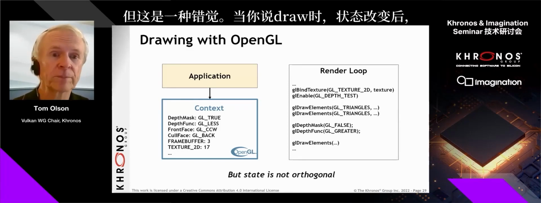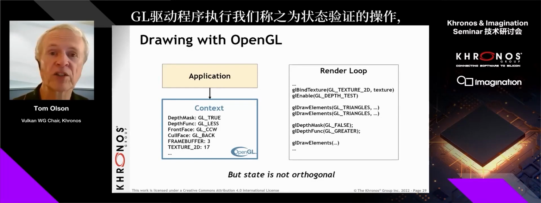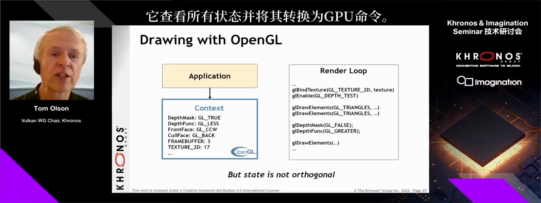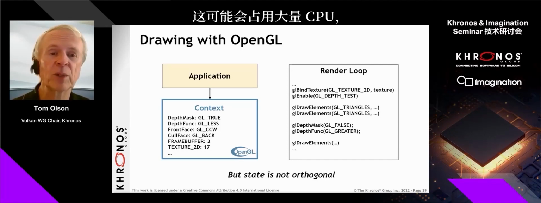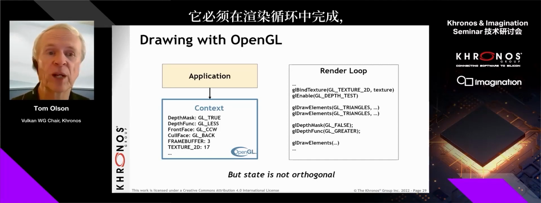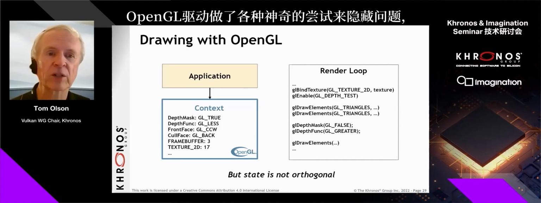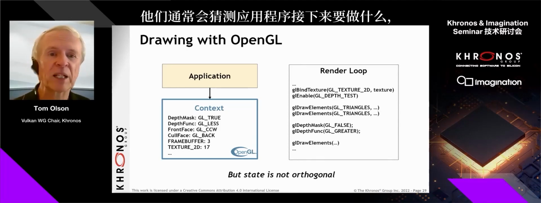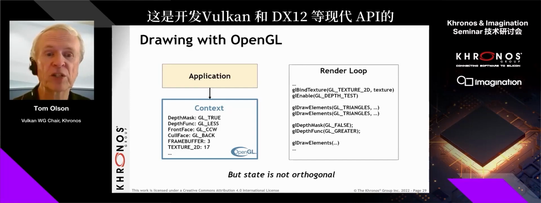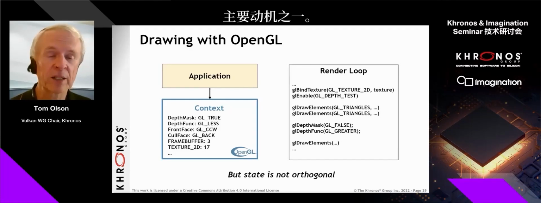But this is an illusion. After a state change, when you say draw, the GL driver does what we call state validation, where it looks at all the state and translates it into GPU commands. That can be very CPU intensive, and it has to be done in the render loop, so it can easily lead to dropped frames and hitching. OpenGL drivers do all kinds of magic to try to hide the problem, but they do it by guessing what the application is going to do next, and when they guess wrong, bad things happen. This was one of the key motivations for modern APIs like Vulkan and DX12.